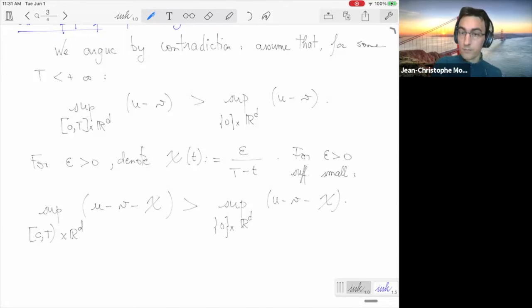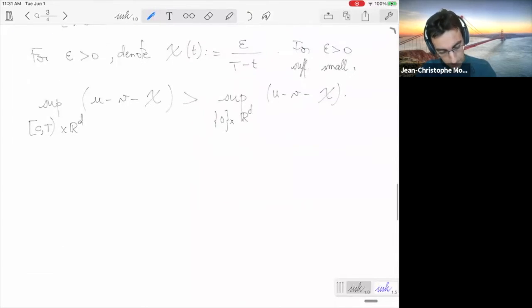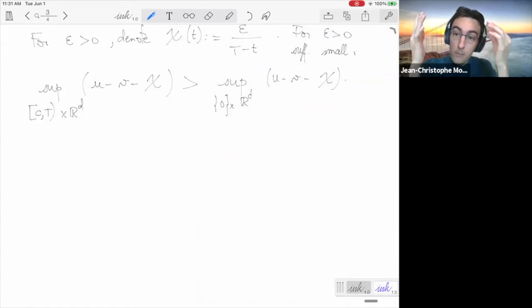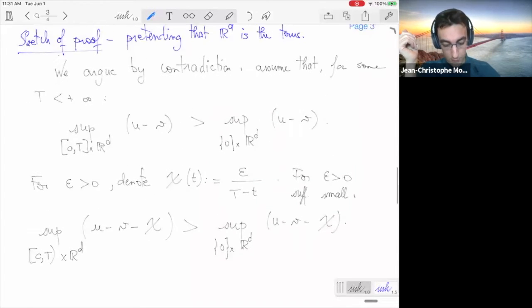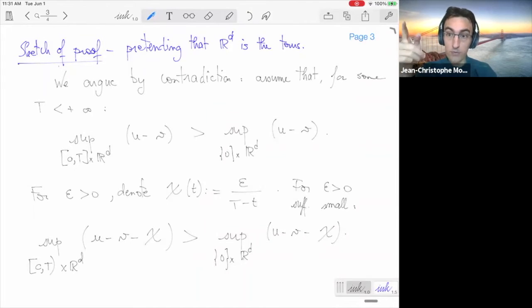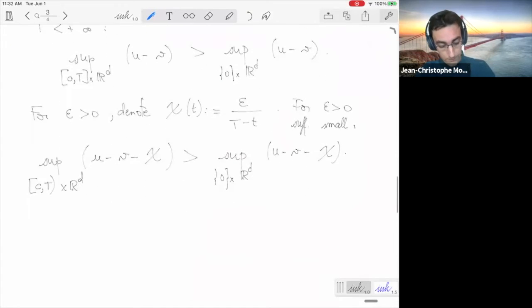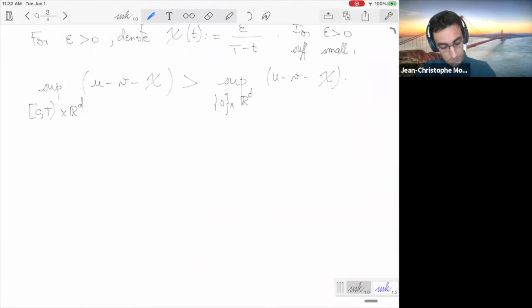Okay. The reason is just that I can find a t naught not equal to capital T, such that this quantity on the left is larger than the sup at the initial time, and then I optimize epsilon, and this is always possible. Okay, and now the key idea which allows us to get around the difficulty I was pointing to in the sketch, which is that u and v are not differentiable, is to double the variables. So let me write this down.